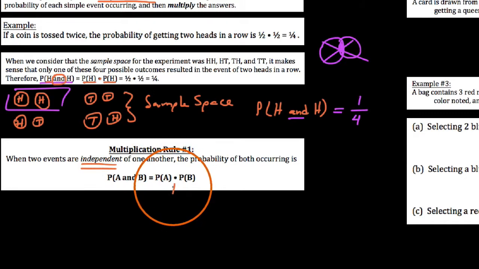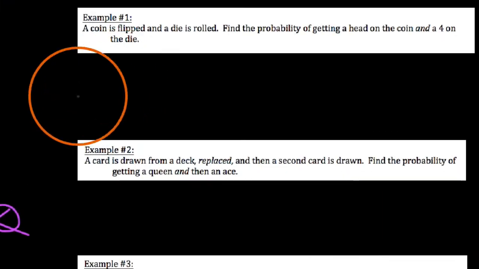And you'll notice that all I've done here is essentially replace the "and" with the multiplication sign, and then I've worked out these probabilities of the first event and the second event individually. We call these simple probabilities because there's only one probability in the parentheses here. So let's go ahead and put our multiplication rule to use here. I'll show you how easy it is to deal with this.